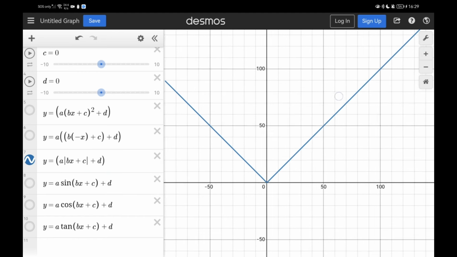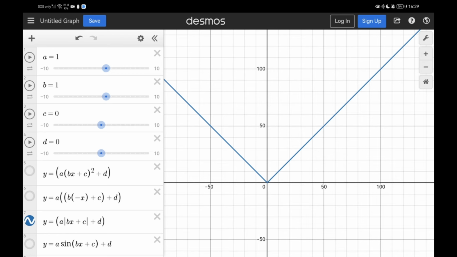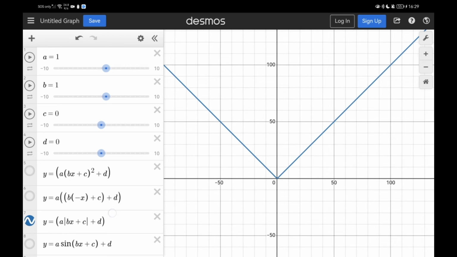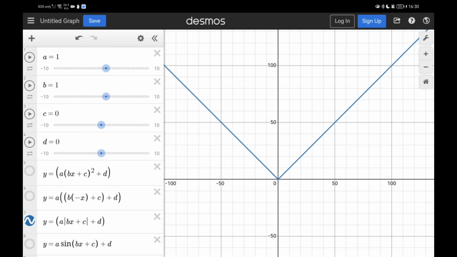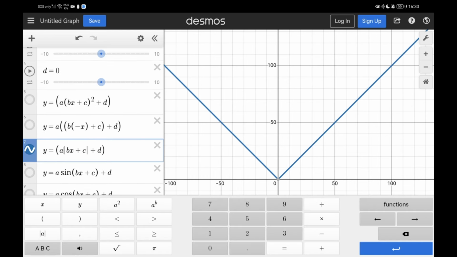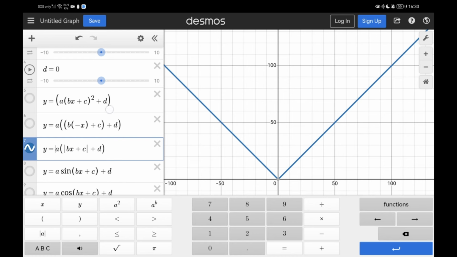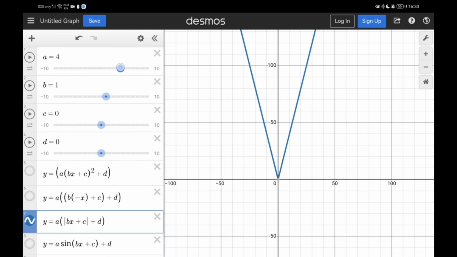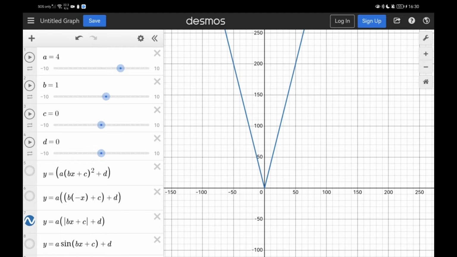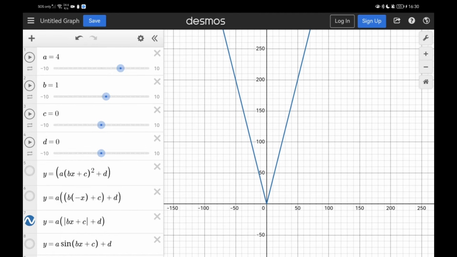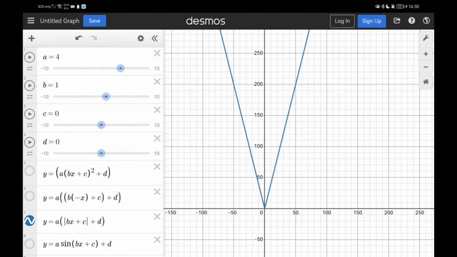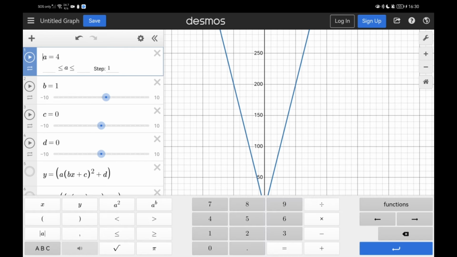Now let's proceed to the discussion of the stretching for the absolute value function graph. If I change my a, let's say I put a as 4. You can see that for the same domain, its y coordinate increases by 4 times. Generally for the same domain, that is a stretch parallel to the y-axis with the factor of a, I mean with the factor of 4.